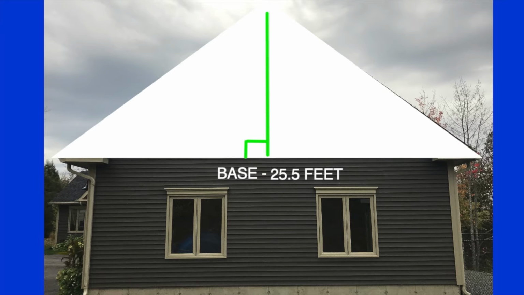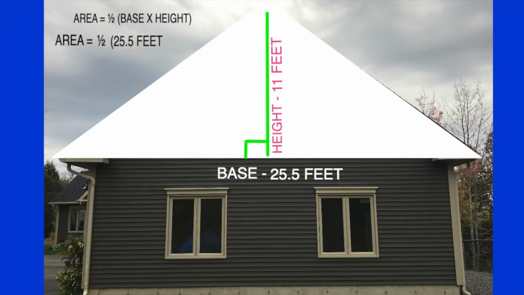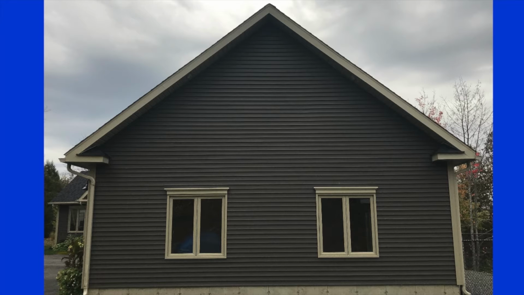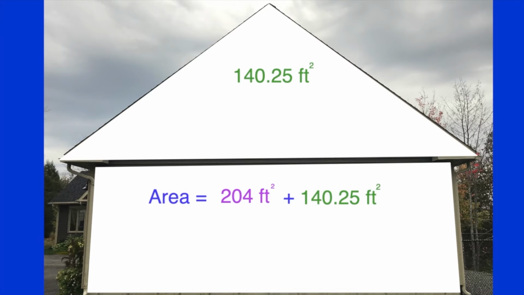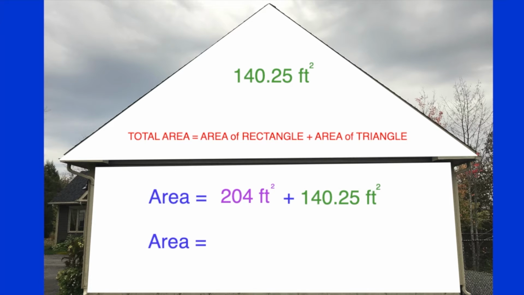And the triangle's height is 11 feet. Substituting these values into the formula and multiplying 1/2 times 25.5 times 11, we get a value of 140.25 square feet. When we add the area of the rectangular section to the area of the triangular section, we get a total area of 344.25 square feet of siding required for this end of the house.